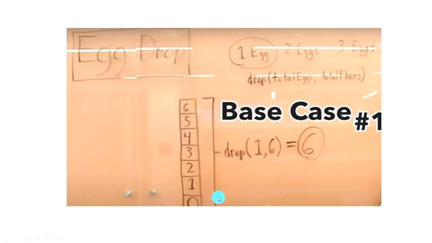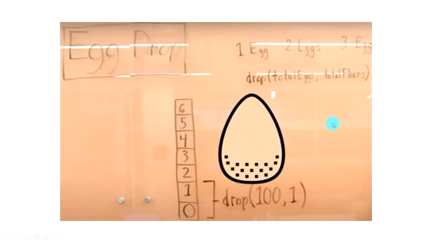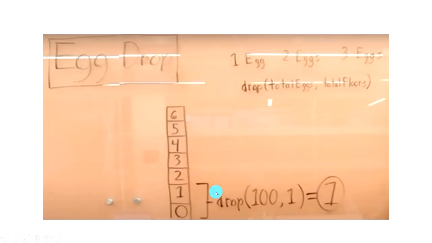The idea is that we are not going to take the risk of dropping it from the highest floor, but we'll take it step by step, checking at each and every floor. So the minimum number of moves needed here is the total number of floors, and this is base case number 1. So what if I was given 100 eggs and only one floor? No matter how many eggs I have, if I drop it from the first floor, it's just one drop that I'll be doing. So the answer in this case will be 1 as well.